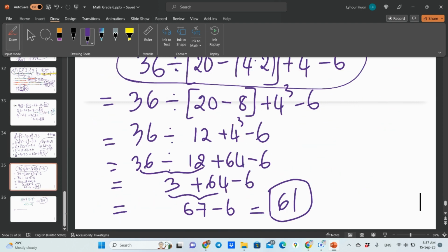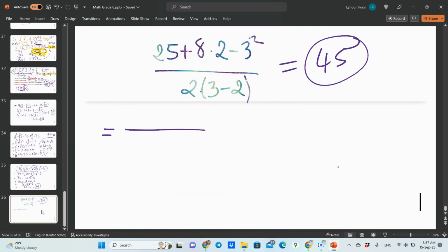Oh my god, we've been talking over so much. What was the answer? Okay, go back to this. We have 25. We treat this as one problem, and this as the second problem. The first problem, I think I got 90. No, I got that for the numerator. Numerator: 25 plus 8 times 2 minus, we do the exponent first. So minus 9, right? 3 squared is 9.